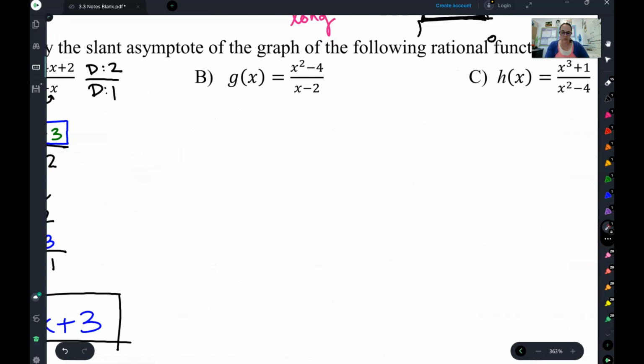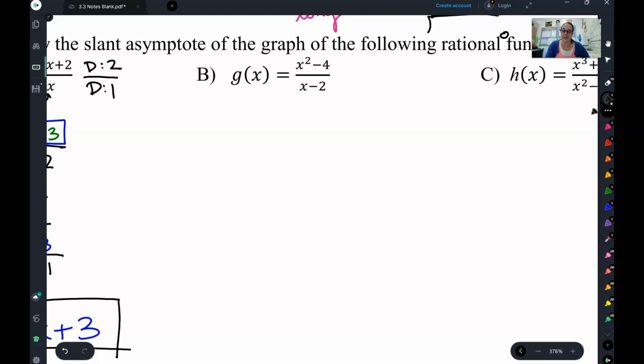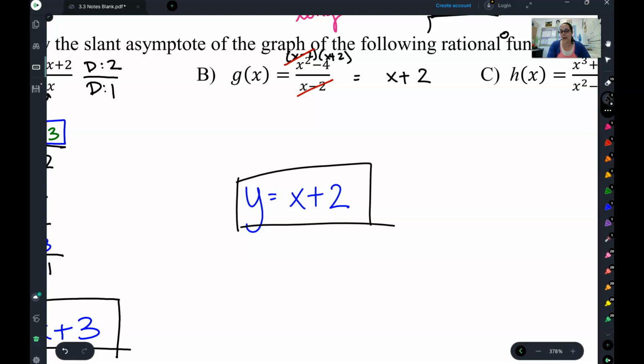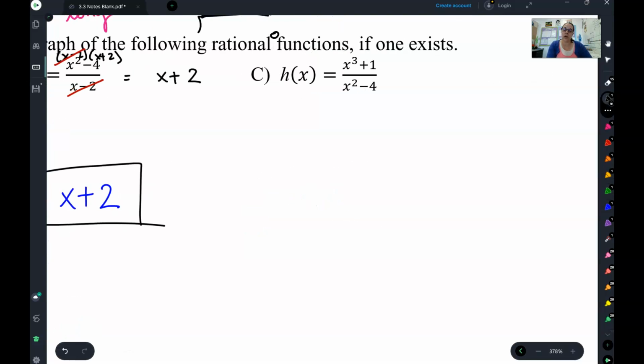So if I come back down to here, and if I try to check to see if something cancels, this is difference of squares, and voila! Something cancels on top and bottom to give me x plus 2. Now, since this is what it gives me, this is actually what my slant asymptote is, because that is what I get when I simplify it. And we're done. Let's try a harder one.